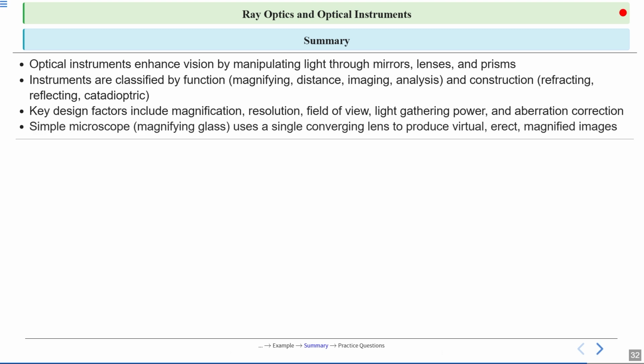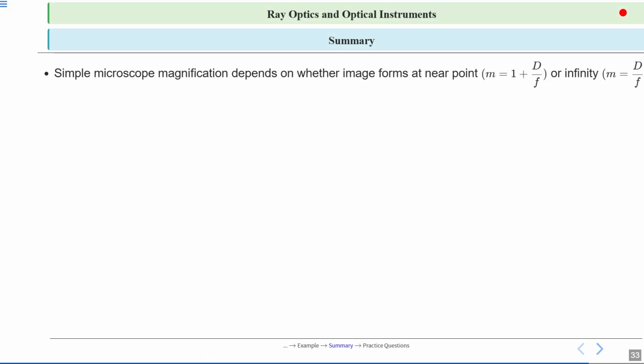Finally, let's consider a simple microscope, commonly known as a magnifying glass. It uses a single converging lens to produce virtual, erect, and magnified images. This basic yet powerful tool exemplifies how optical principles can be applied to enhance our ability to see fine details.